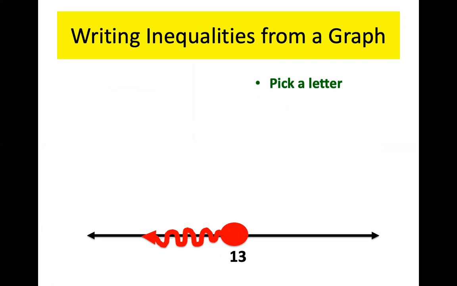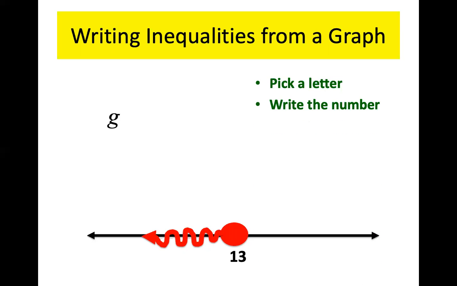So the steps are you pick a variable. Now notice you can't tell what variable they use because all it has is 13, a closed circle, and shade left. So you get to pick your variable, any one of the 26 letters. I'll be lazy and pick G. Okay, so I pick a letter G.